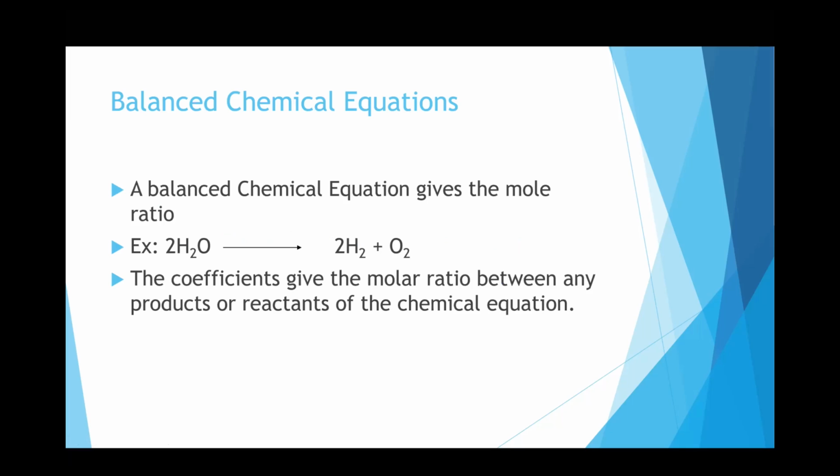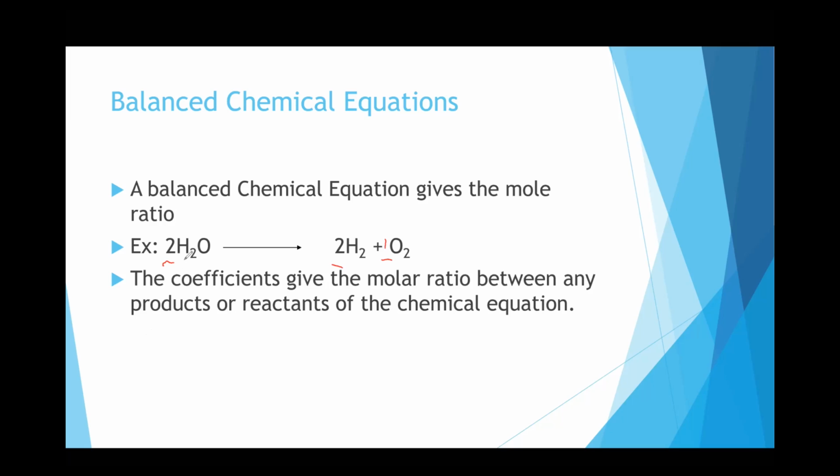So let's review what a balanced chemical equation is. It gives the mole ratio. One example is water turning into hydrogen gas plus oxygen gas. That's not really likely; you actually need lots of energy to make this reaction occur. But notice that the coefficients, which I'll underline, 2, 2, and an implied 1, give us the molar ratio between any two reactants.